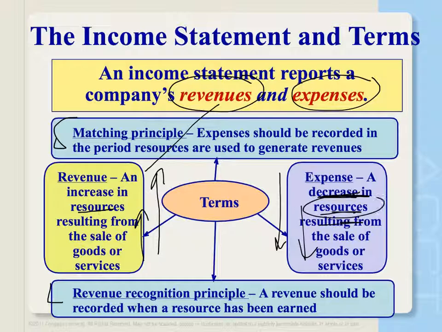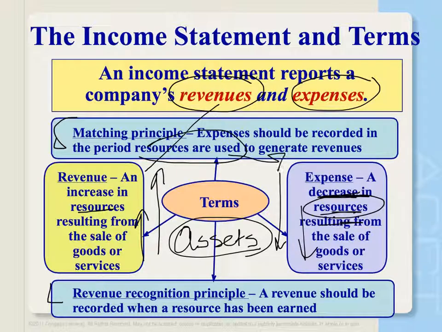When we talk about resources, we're going to talk about assets, and we're going to talk about that here in a minute. But an asset is a resource of the company that has some future benefit. In addition to the revenue recognition principle, we have the matching principle, where expenses should be recorded in the period the resources are used to generate revenue. I gave the example of paying sales commission to my salesman. He sold something that gave me revenue. I need to pay him. That is an expense.